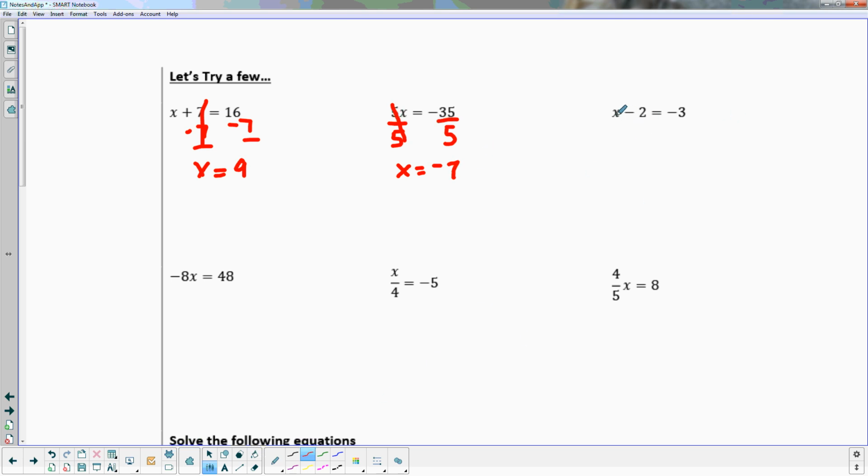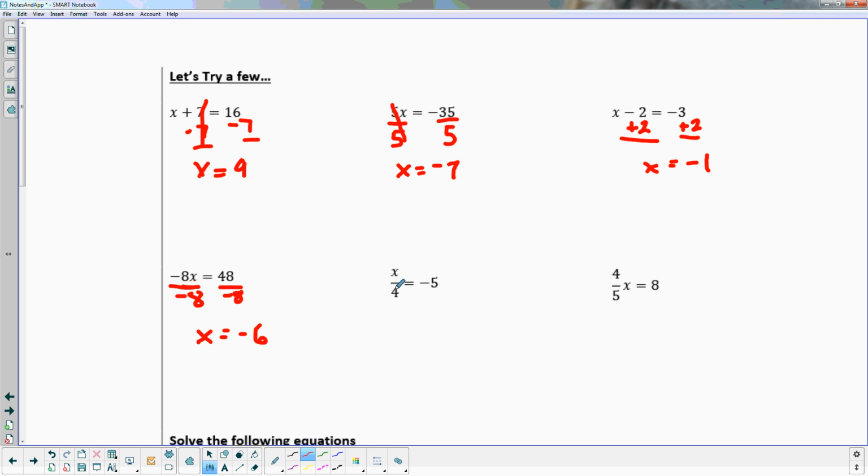For our next one here, 2 is being subtracted from x, so I'll add that 2 to get a 0 in my row here, and then I'll add 2 over here, and I get x is equal to negative 1. Okay, this one's not too bad. Let's keep going, see how we do. Negative 8 is being multiplied, so I want to divide by that. Negative 8 divided by negative 8 is 1. So x is going to equal 48 divided by negative 8, which is negative 6.